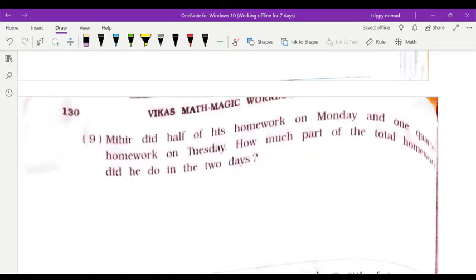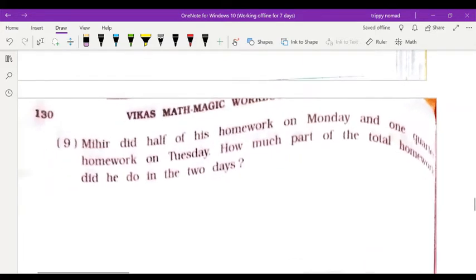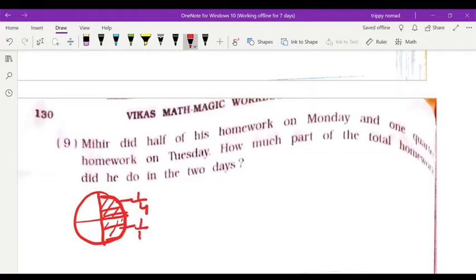Children, you see Mihir did half of his work on Monday and one quarter of the work on Tuesday. Suppose, children, I am showing here this is one work, and it is divided in four parts, and this one will be the half part, this one and this one. That means this is 1/4 part, this is 1/4 part. 1/4 plus 1/4 will become half.